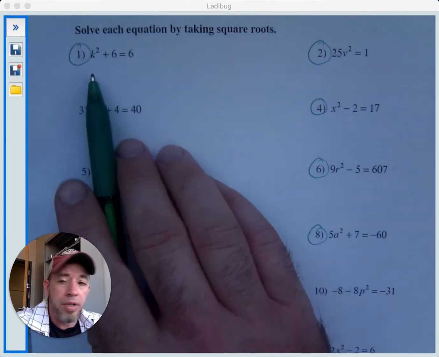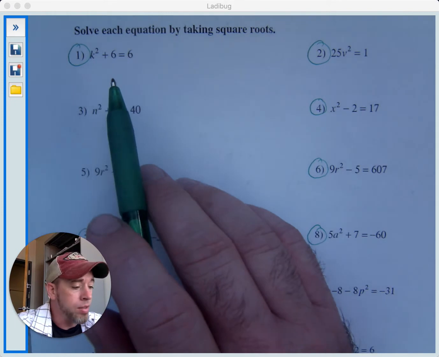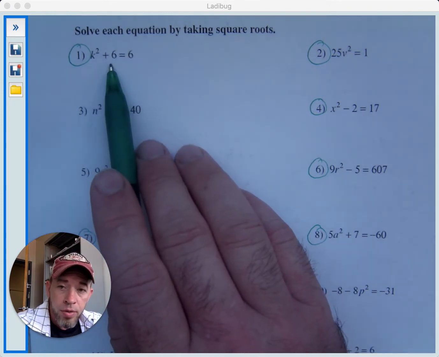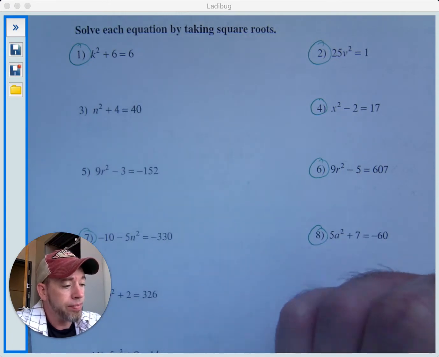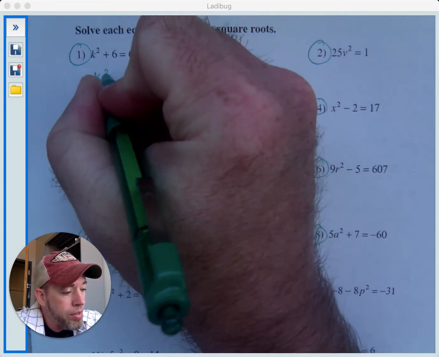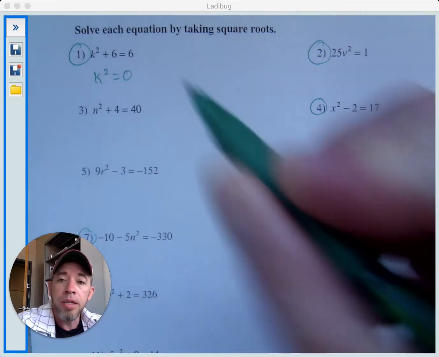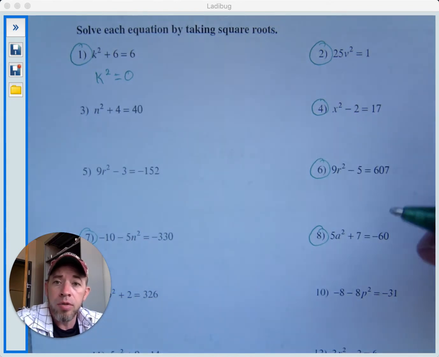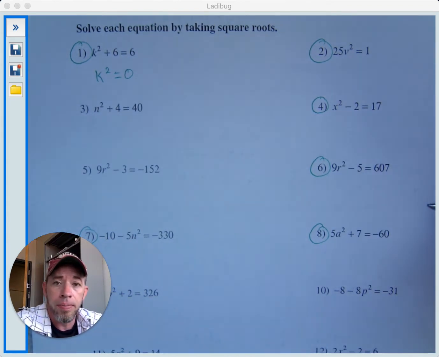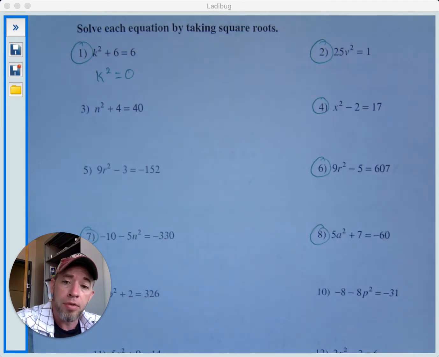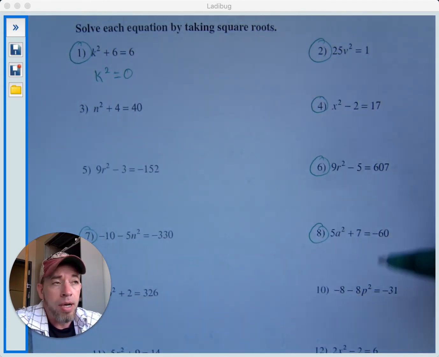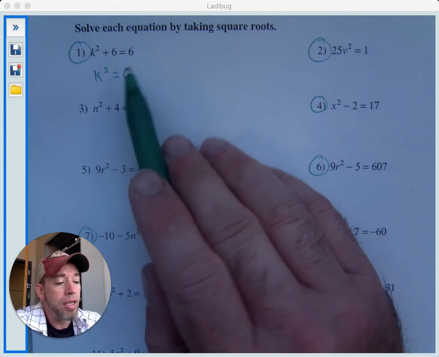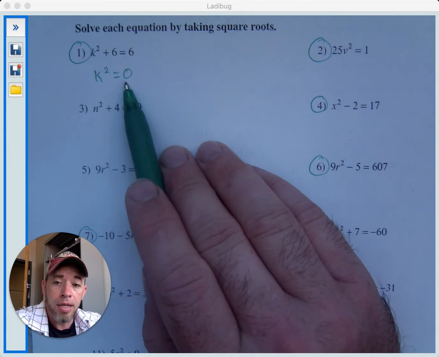So first one, to use the square root method, there's a k squared, there's no k, I can use the square root method. I'm going to subtract the 6 from both sides, right? So then I get k squared equals 0. Normally we would do k is equal then to plus or minus the square root of 0. But 0 is kind of special, and that's why I threw this one in here to show you this special case. Negative 0 and positive 0 are the same thing, aren't they? So this is the only case where we don't have to do a plus or minus.